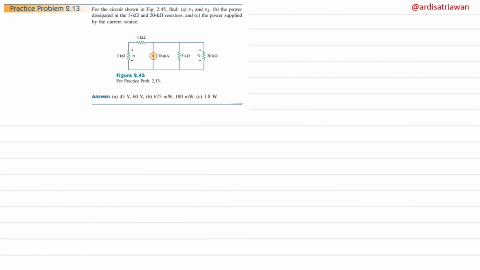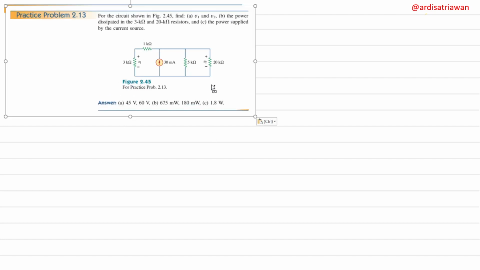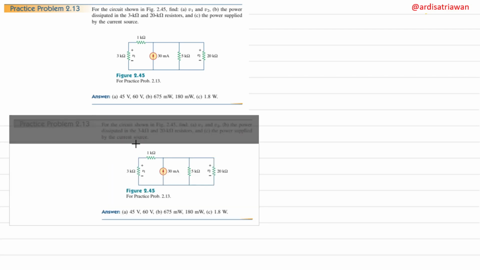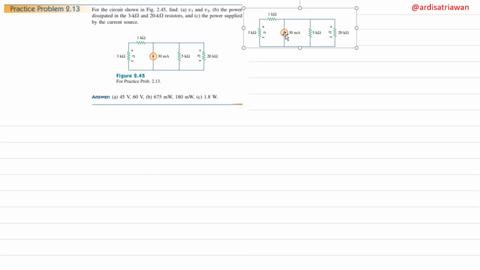Okay, now let's move on to the next problem. So we are asked to find V1 and V2, and then the power dissipated, and then the power supplied. Okay, let's see. Again, this is the circuit. Let's copy and paste this so we can calculate them better.